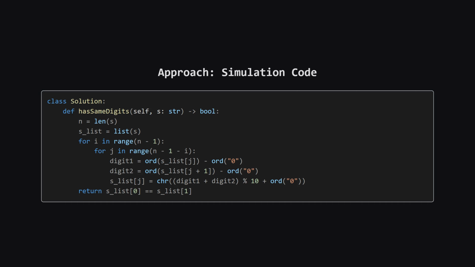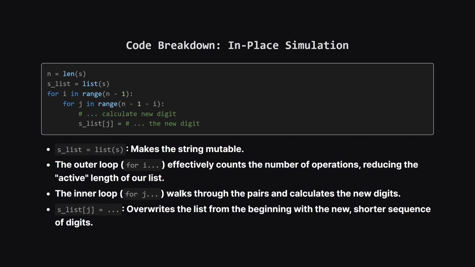Alright, here's the Python code for this simulation approach, taken straight from the editorial. It might look a little dense at first, but we'll break down how it works. The core idea here is to modify the list of characters in place, which is a clever way to avoid creating brand new strings in every single step. Let's focus on the main part.